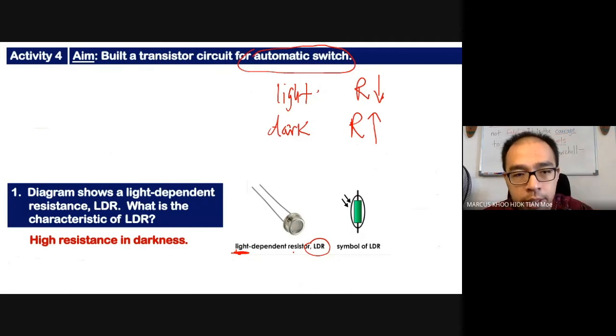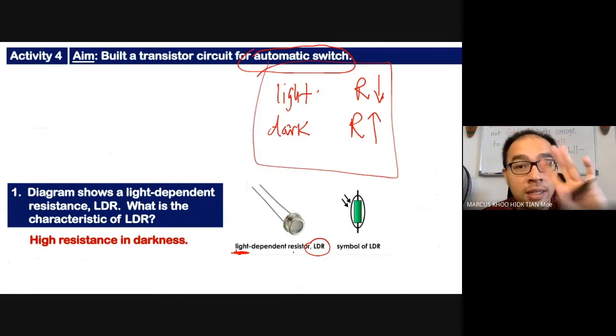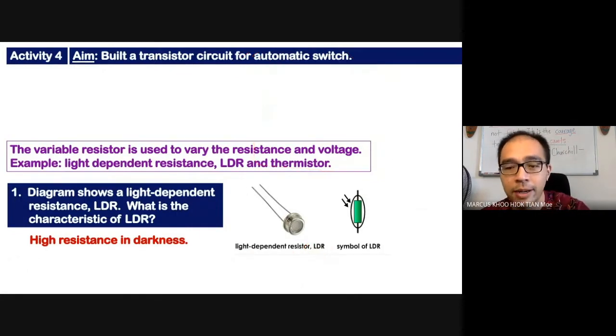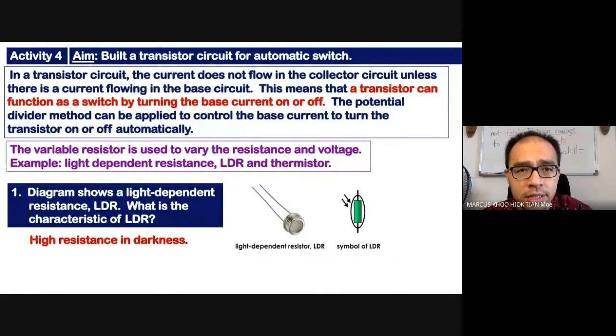So the characteristic of the LDR is this: it has high resistance in darkness. Commit this to memory because there's another resistor yang dia terbalik itu. Okay, so the variable resistor is, I don't know why this thing is terbalik, but fine. In a transistor circuit, the current does not flow in the collector circuit unless there is current flowing in the base circuit. So the transistor can function as a switch by turning the base current on or off.